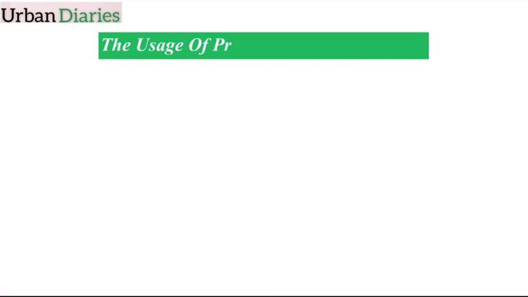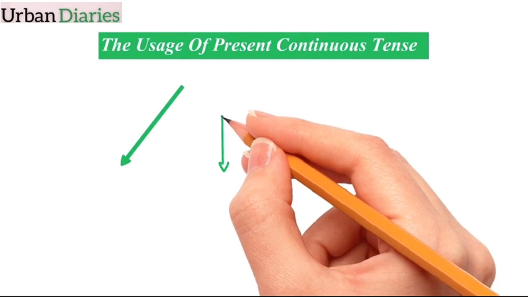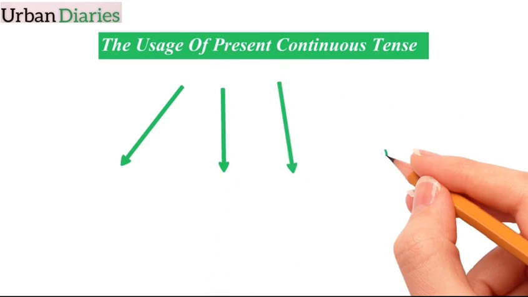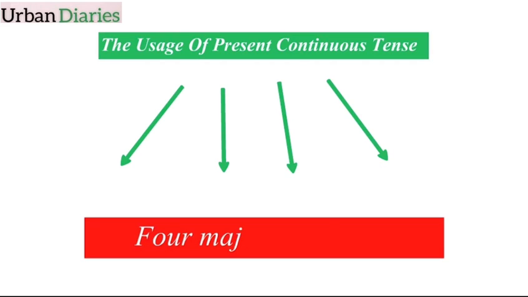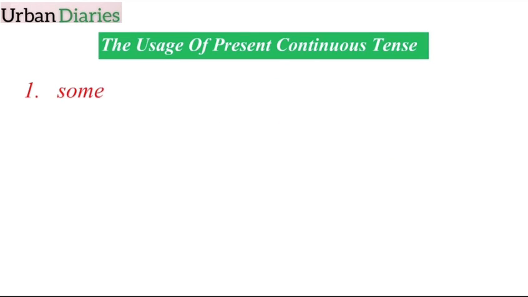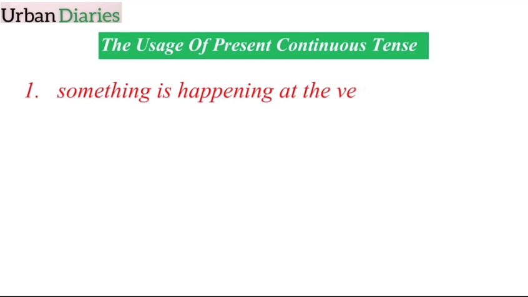Now is the time to see the usage of present continuous tense in our daily conversation. Mainly, there are 4 conditions where we can use present continuous tense to express our ideas. So we'll discuss them one by one. Number 1. We use present continuous tense to express the idea that something is happening now. That means right now, at this very moment. Let's see some examples for that.